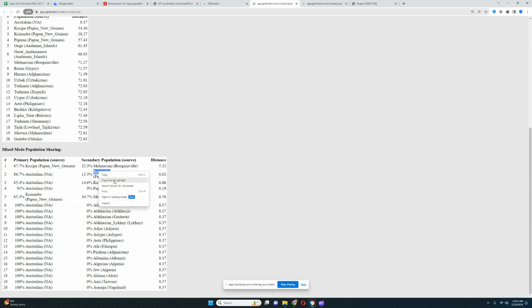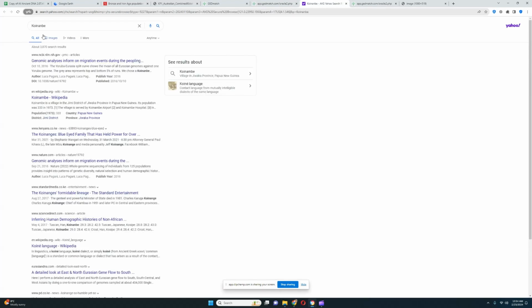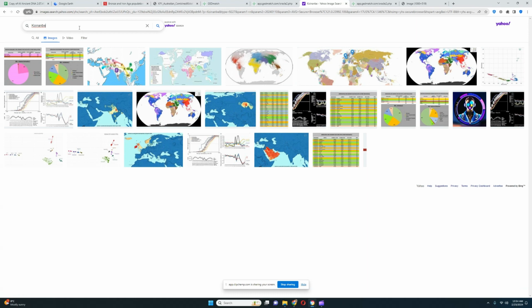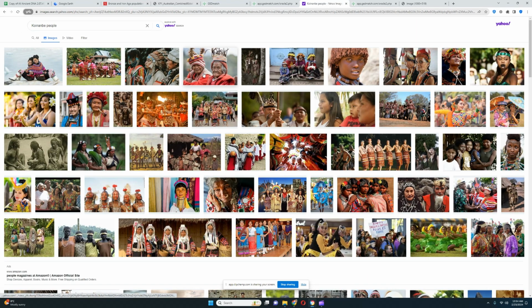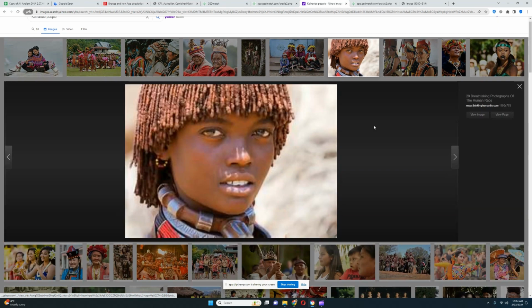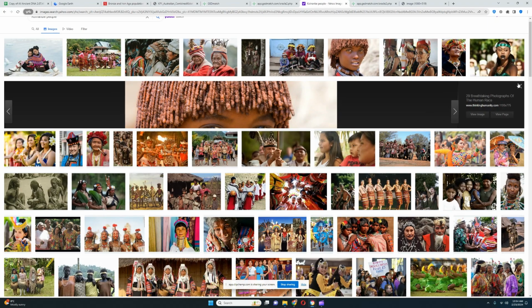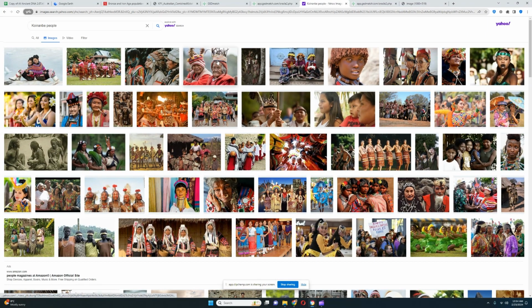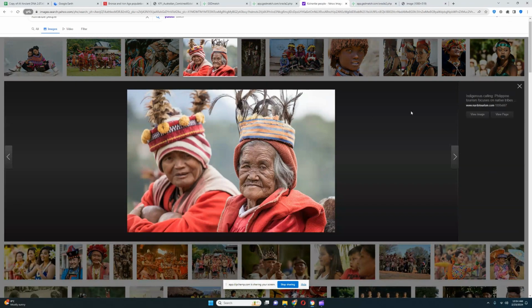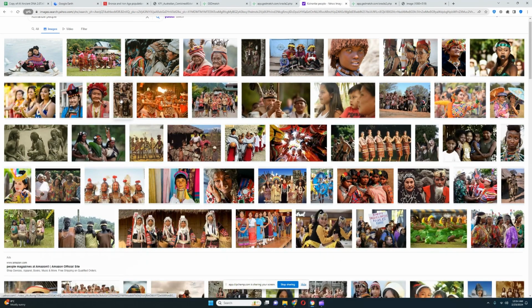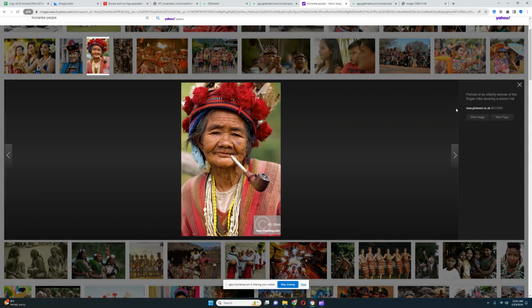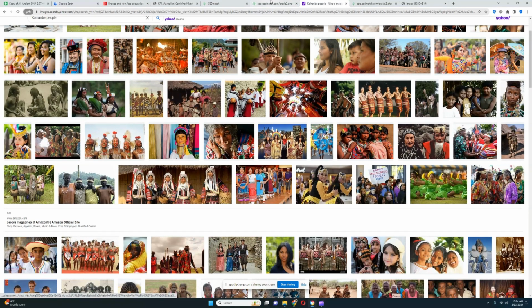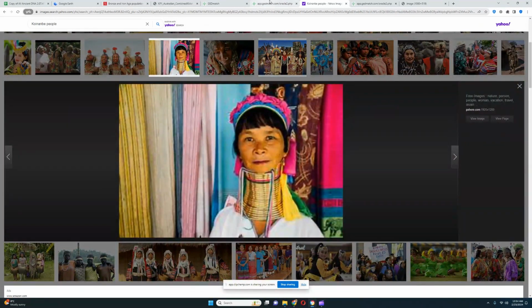Let's look up what these people look like, Koinanbia. Because Australians, we know what they look like. But Koinanbia, let's look them up. They kind of look black. Or no, what? Well, this definitely looks black, but it might not be that. I don't know. Kind of ambiguous looking. Kind of really ambiguous looking. Maybe a little bit Southeast Asian or something. I don't know. Tibetan. I don't know.